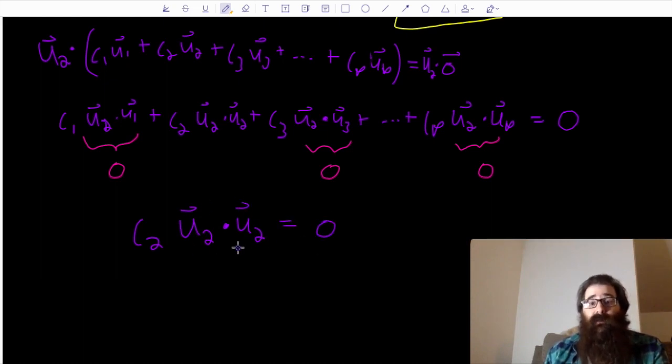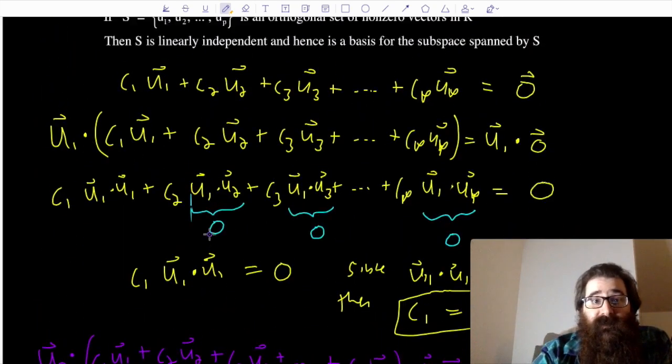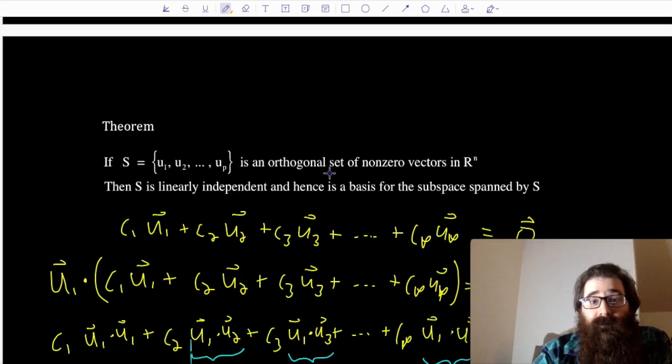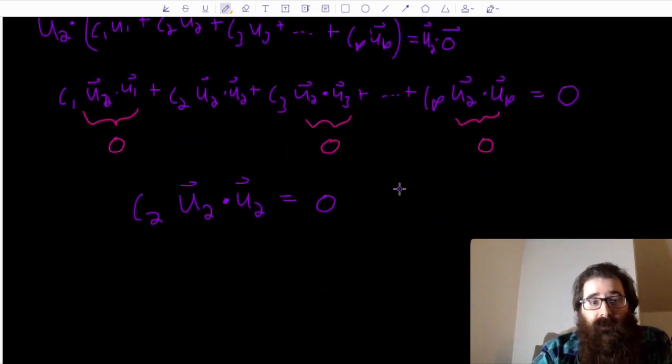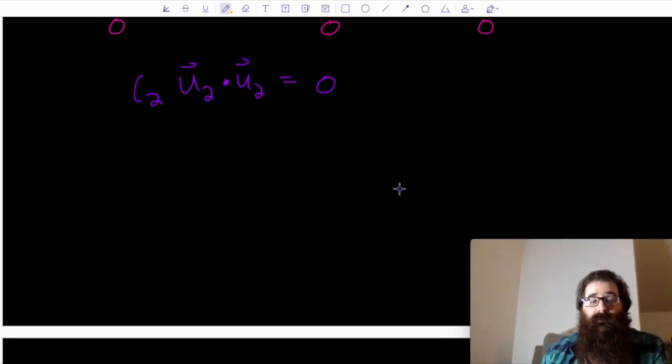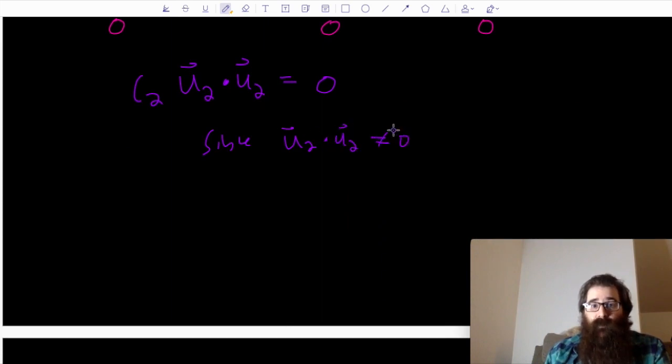But we know that u sub 2 is not allowed to be the 0 vector, right? We said a couple things about it, that it is an orthogonal set of non-zero vectors. So the vectors are non-zero vectors, non-trivial vectors. So this means since u sub 2 dotted with itself cannot be equal to 0, then it follows that c sub 2 must be 0.